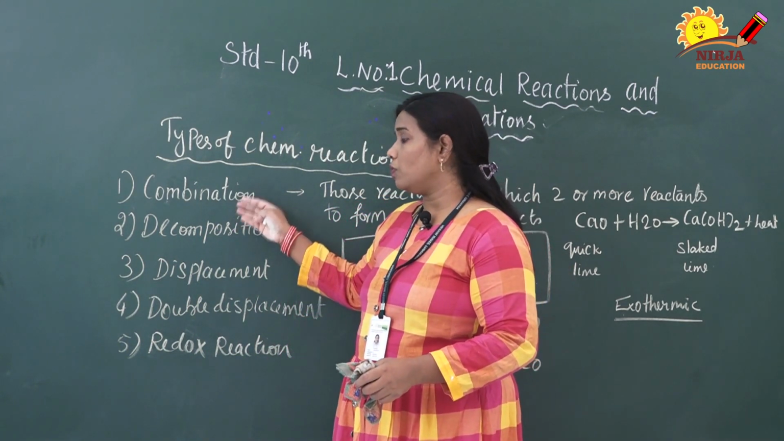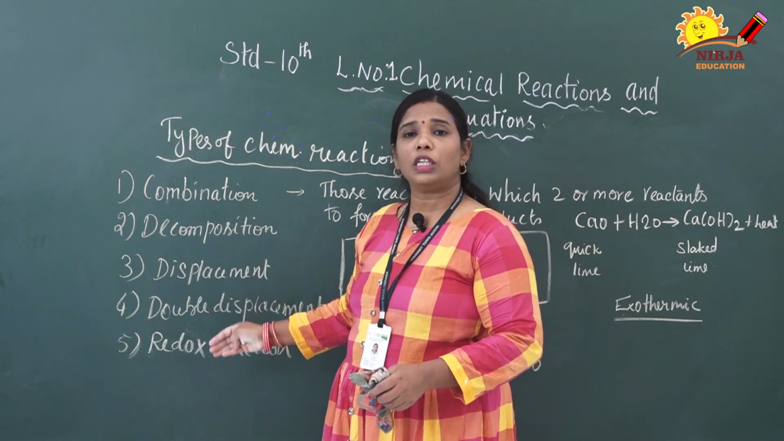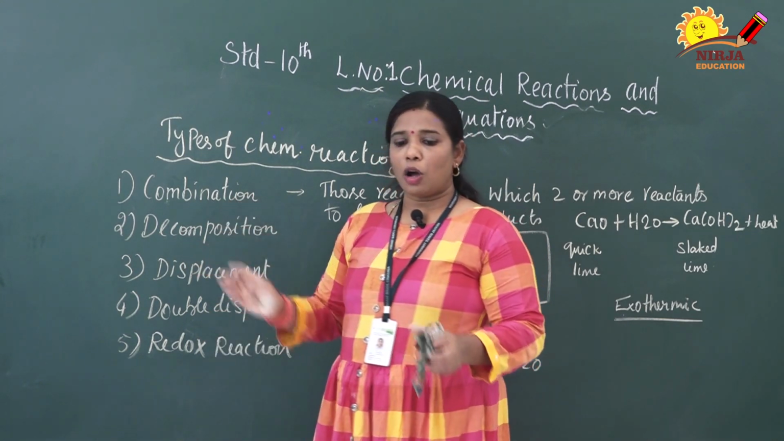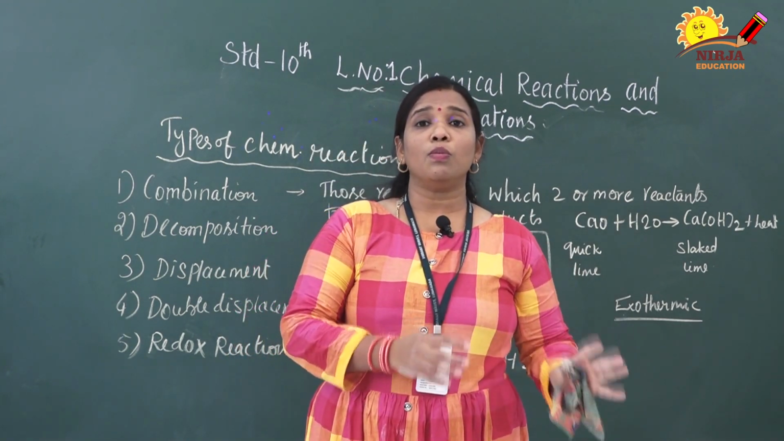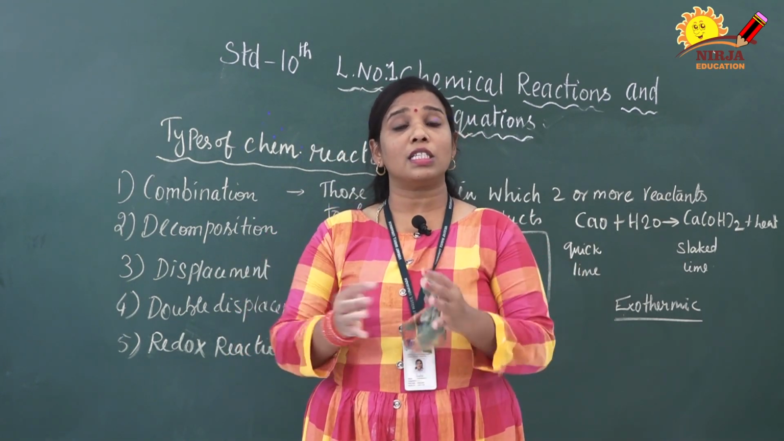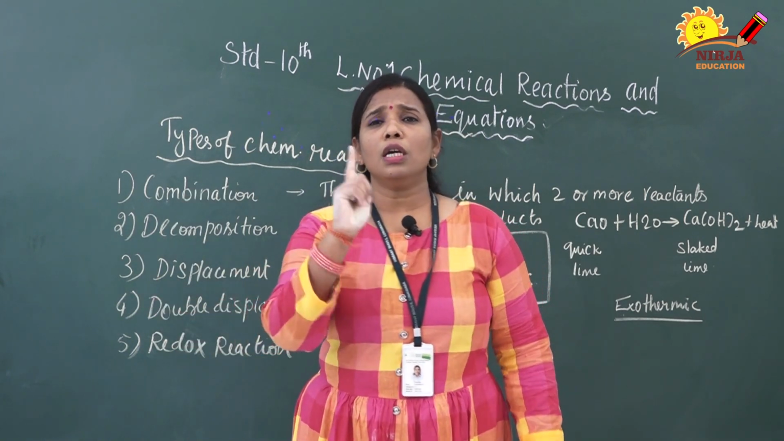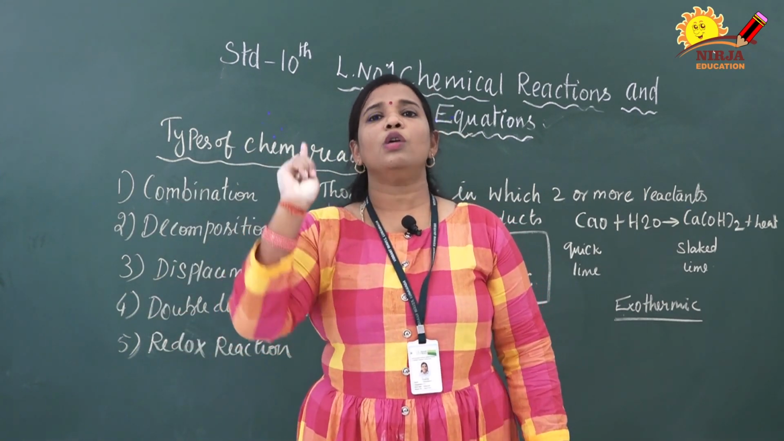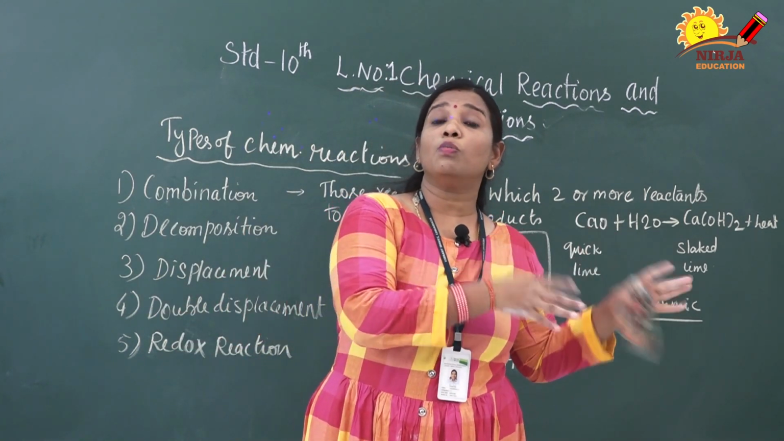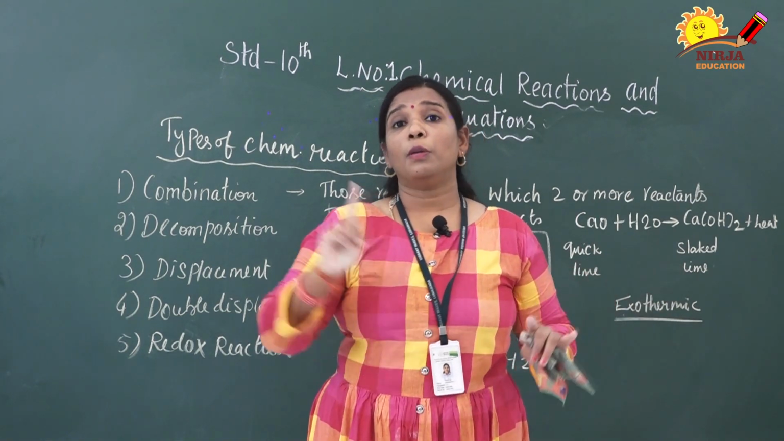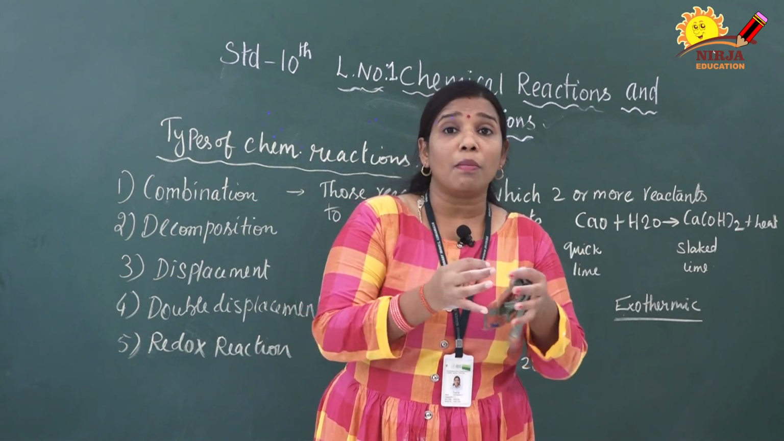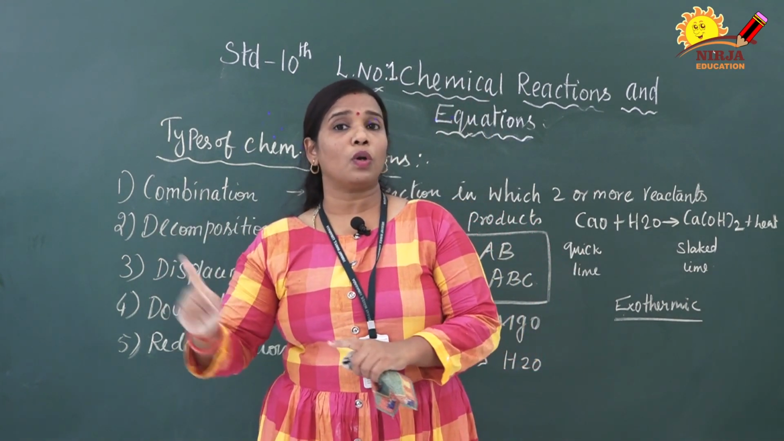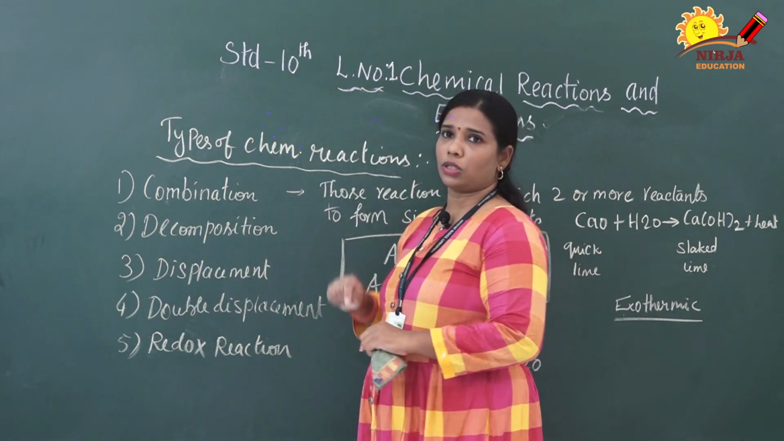What is combination? We have to discuss each and everything in detail. In a combination, the reactant side numbers will be more. Two or more reactants combine to produce a single product. The product will be only one, but the reactants may be two or more. That reaction is called a combination.